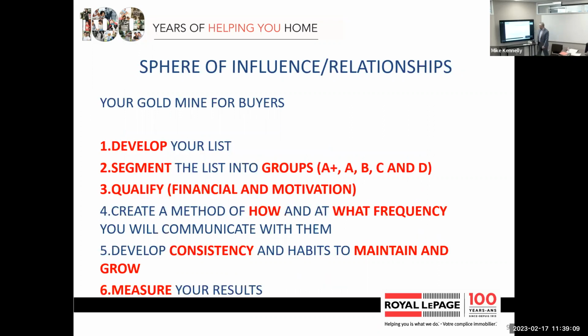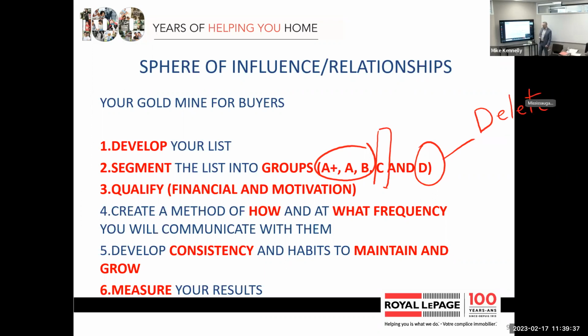All right, so the first one, sphere of influence. Here's how I look at it. Develop the list. We talked about that last week. Segment that list into these groups. Remember, I talked about these are the primary three. This one's good, and this one. Does everybody remember what the D stood for? Out of curiosity. Oh, drip. Steve says drip.